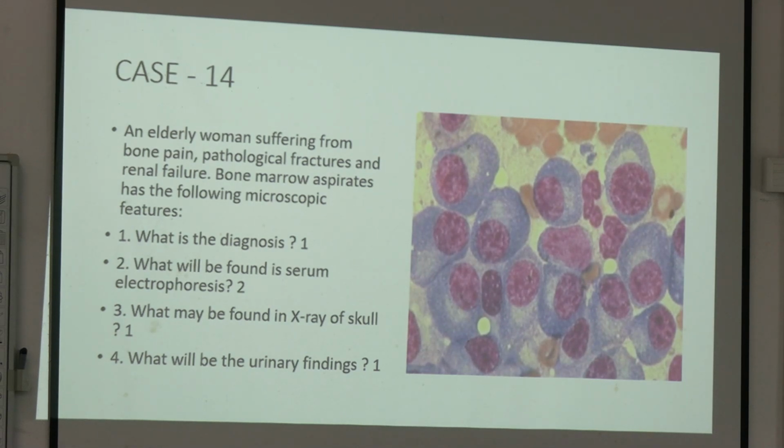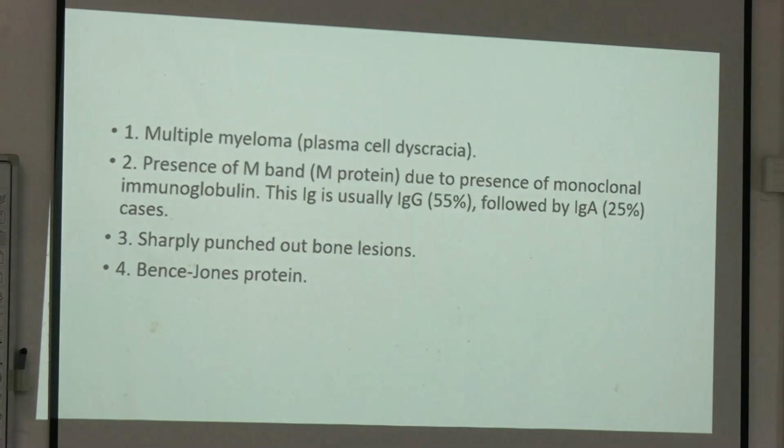What will be found on skull X-ray? Multiple punched out lesions. And what will be the urinary finding? Bence-Jones proteins. Presence of Bence-Jones proteins. Okay? Again, you should know in and out of multiple myeloma. Very important.